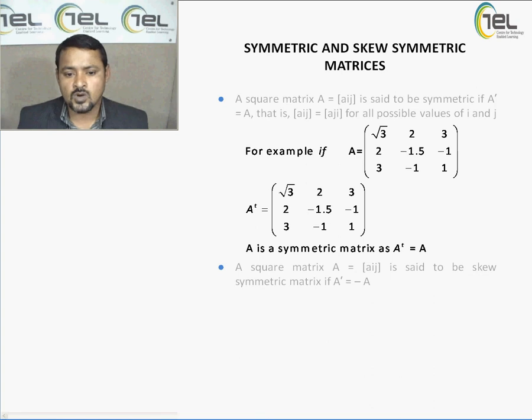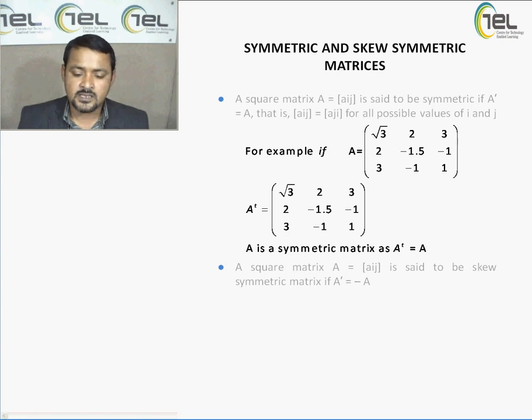Now we have come to understand symmetric and skew symmetric matrices. A square matrix is said to be symmetric if the A dash of that matrix, or A transpose of that matrix, becomes exactly equal to the original matrix.